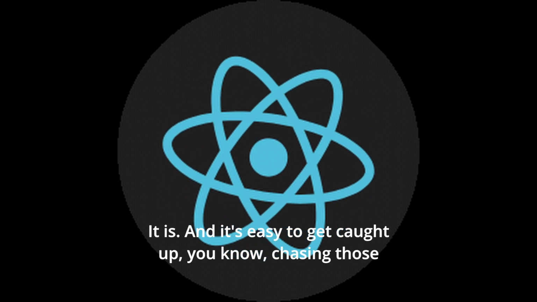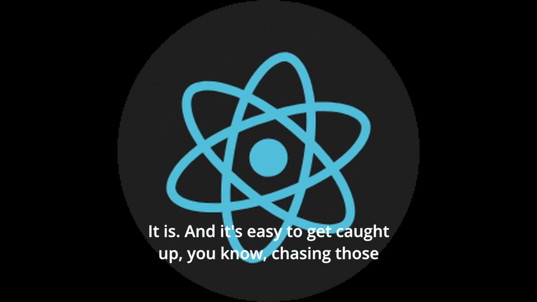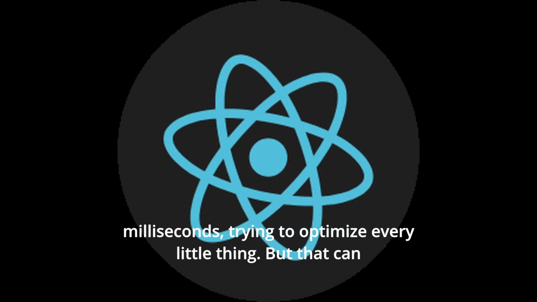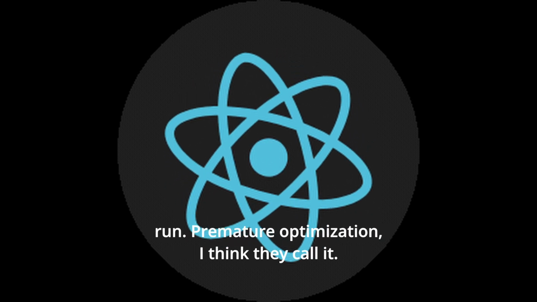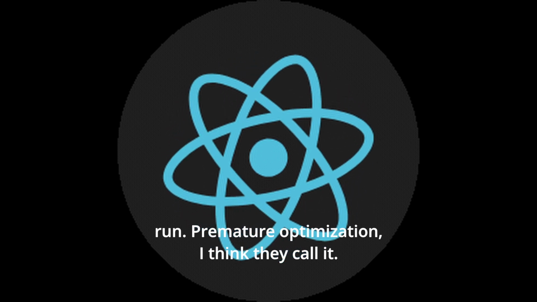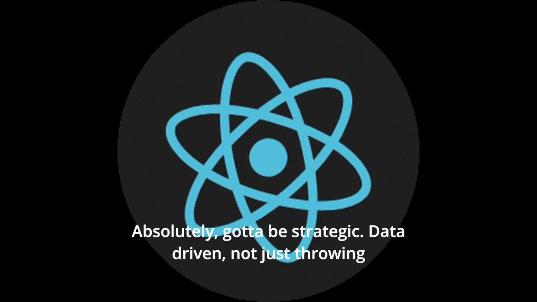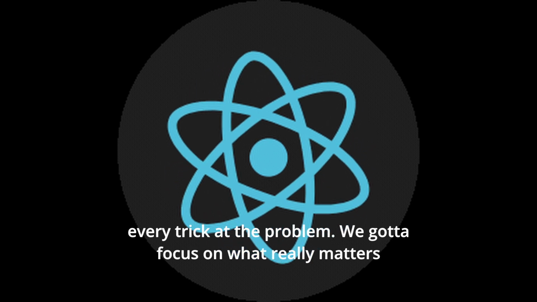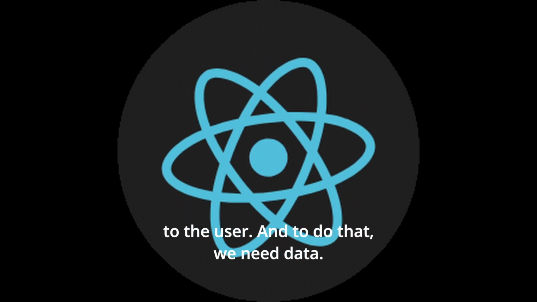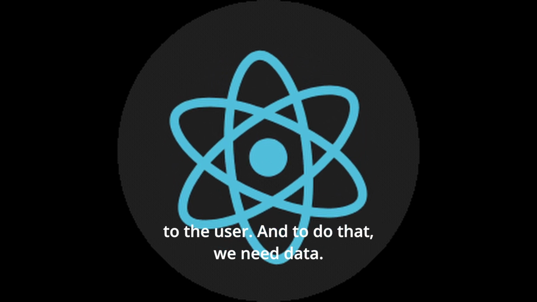And it's easy to get caught up chasing those milliseconds, trying to optimize every little thing. But that can backfire, right? Like you end up slowing yourself down in the long run. Premature optimization, I think they call it. Absolutely. Got to be strategic. Data-driven, not just throwing every trick at the problem. We got to focus on what really matters to the user. And to do that, we need data.